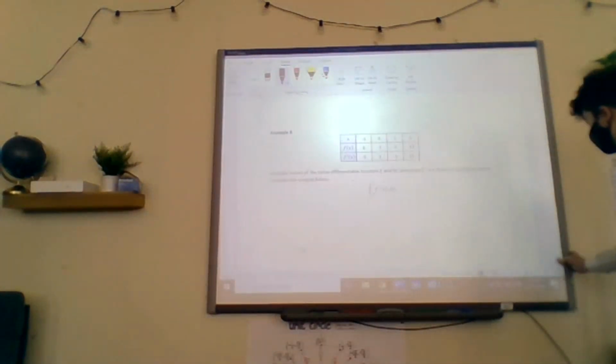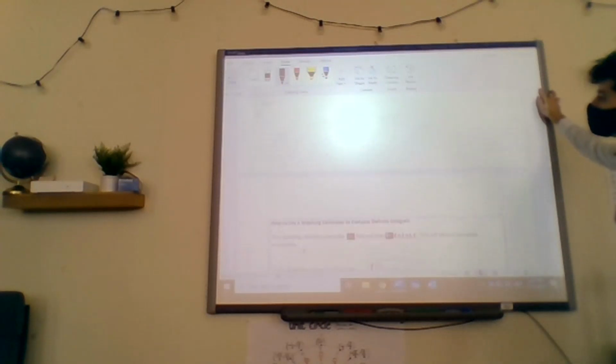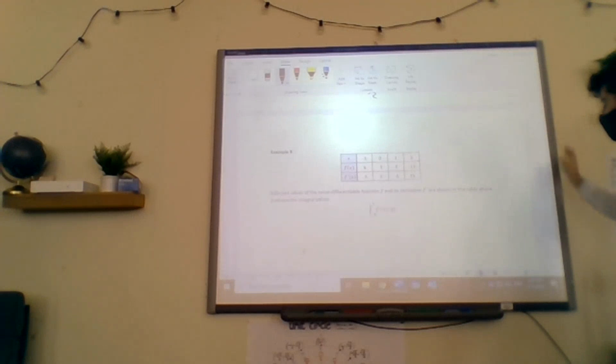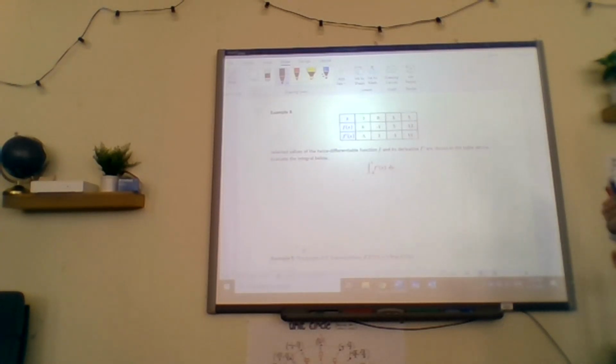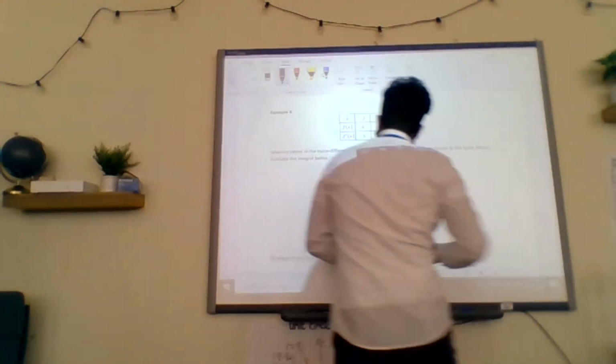Cool. All right. What else is there? Oh, tables. So this says the selected values of a twice differentiable function f and its derivative f prime are shown in the table above. Evaluate the integral.